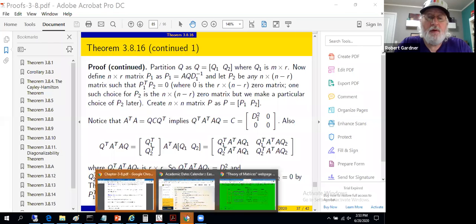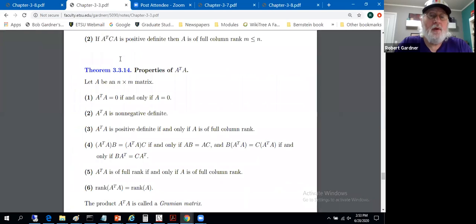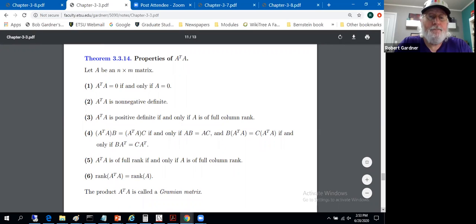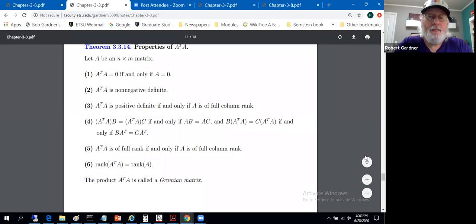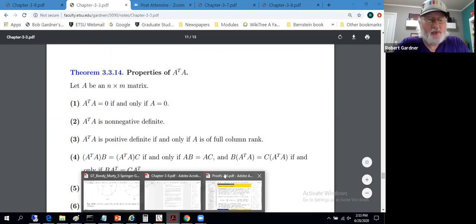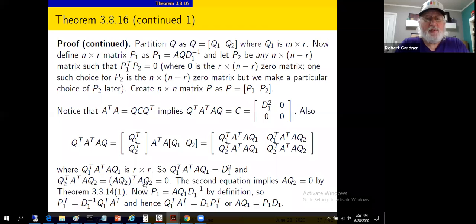3.3.14, matrix times its transpose. Oh, here it is, part 1. A matrix times its transpose with the transpose on the left implies the matrix must be 0. A transpose A equals 0 if and only if A equals 0. Yeah, that's what we had. Except the matrix we had here is AQ2. So we got AQ2 transpose times AQ2 equals 0. That result we just looked at implies AQ2 equals 0.